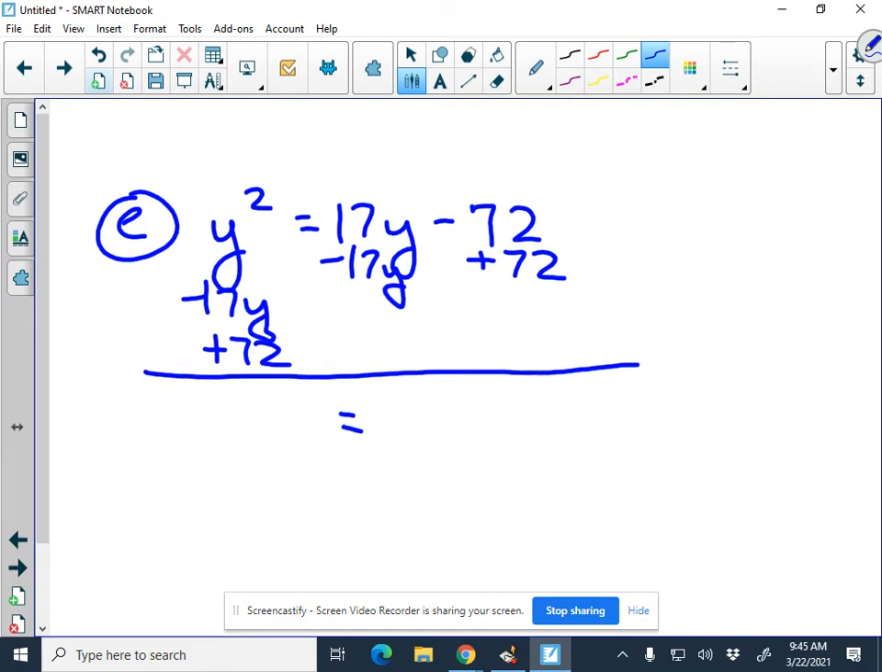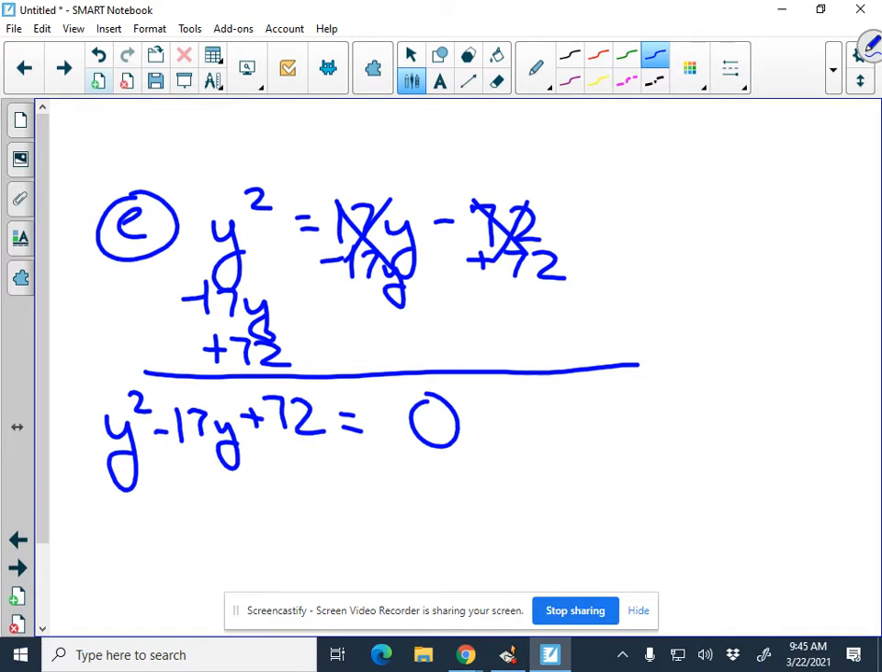You might say, that's weird. Well, these two go away. These two go away. I made that side 0. And none of those are going to be put together. So I get y squared minus 17y plus 72. It's really not that confusing. Does that make sense?